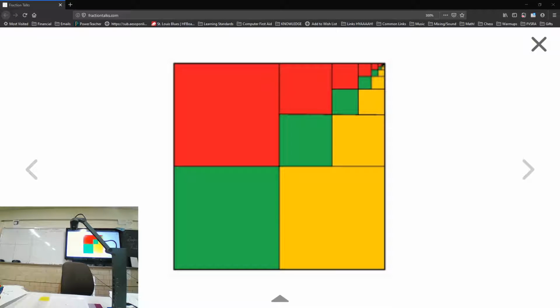So your job is to figure out how much of the entire square, the biggest of all the squares, is colored in red, how much of it is colored in green, and how much is colored in yellow. I already know the answer. Keep it to yourself. The answer's not what matters. It's the thought process. I'll give you a hint.